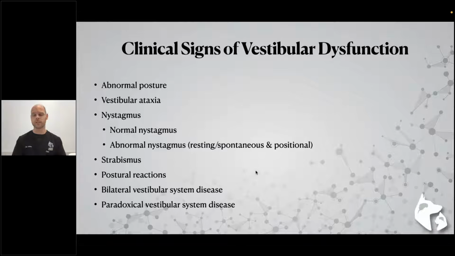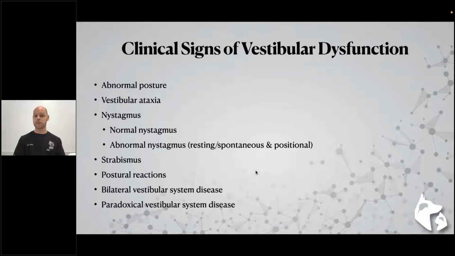But when we see dysfunction, we obviously have an abnormal posture. And posture is different than ataxia. So posture would be something like a head tilt or falling over to one side. Ataxia is an incoordination. So when they're trying to walk, it's not coordinated. And again, that comes from all of these connections of the vestibular system routing through your cerebellum.